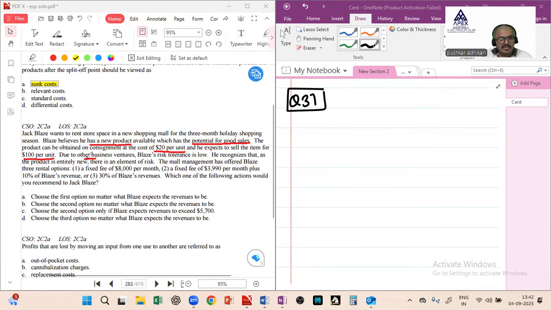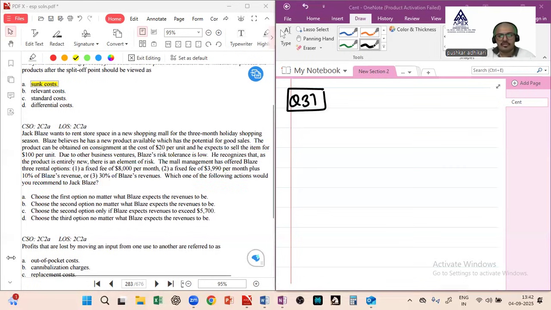Due to other business ventures, Blaze's risk tolerance is low. They can't afford to lose money on this deal because they have other businesses also. Blaze recognizes that as the product is entirely new, there is an element of risk. The mall management has offered Blaze three options: a fixed fee of 8,000, a fixed fee of 3,900 plus 10% of his revenue, and 30% of revenue. Which one of the following actions will you recommend to Jack Blaze?